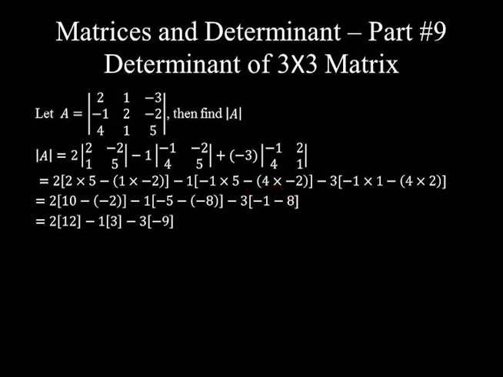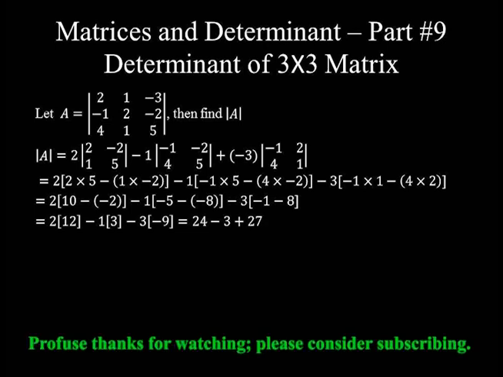2 times 12 is 24, minus 1 times 3 is 3. Negative 3 times negative 9 is positive 27. 24 minus 3 is 21. 21 plus 27 is 48. So the determinant of this 3 by 3 matrix is 48.